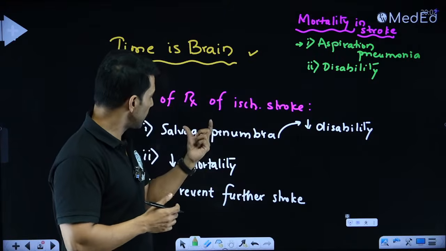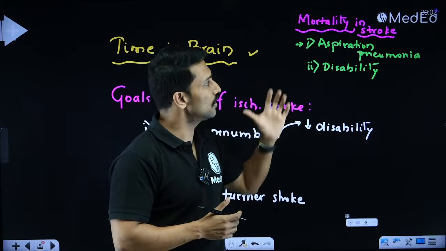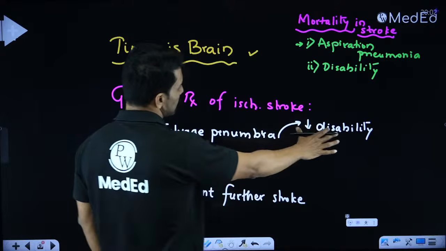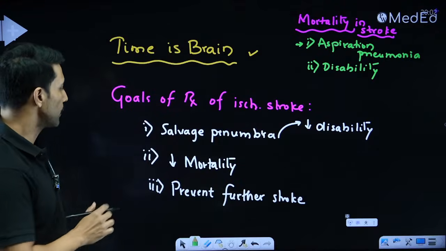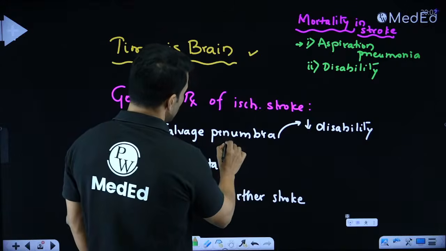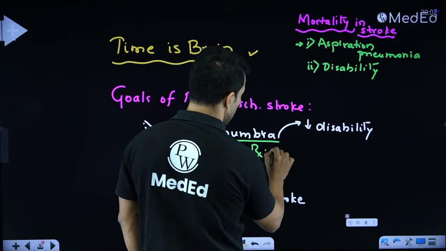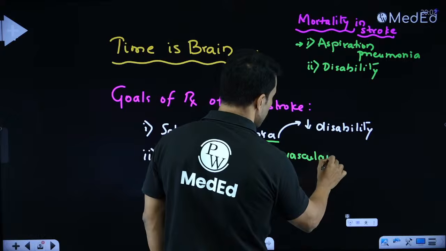So today, by saving the penumbra, by minimizing the disability, I can indirectly reduce the mortality, right? So to reduce mortality, we need to minimize disability. To minimize disability, I need to save the penumbra. Now, whatever I can do to save the penumbra, we will call that treatment revascularization. We will call it revascularization. You have one blood vessel which is blocked.